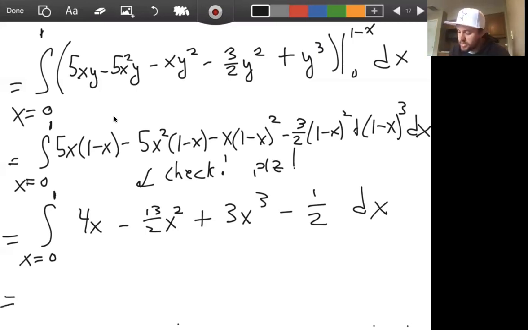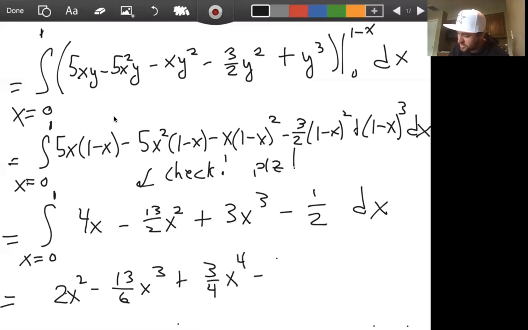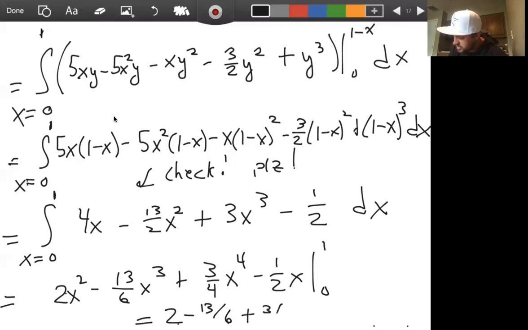And then we integrate now with respect to x. And so if we integrate with respect to x, we're going to get 2x squared minus 13/6 x cubed plus 3/4 x to the 4th minus 1/2 x, evaluated at 1 and 0. And so if we plug in 0, the whole thing vanishes. If we plug in 1, we're going to get 2 minus 13 over 6 plus 3 over 4 minus 1/2. If you simplify, find common denominators, etc., you should get 1/12.